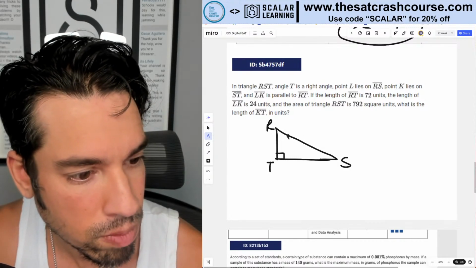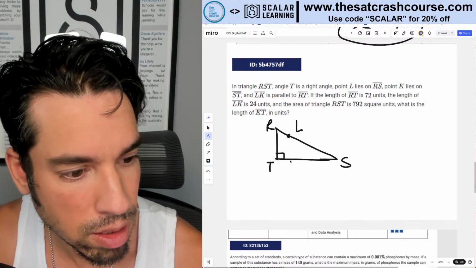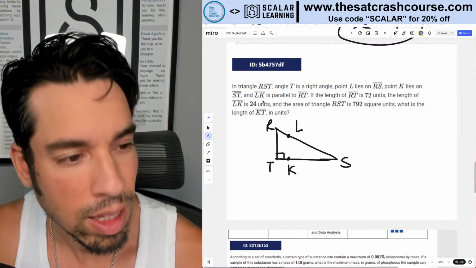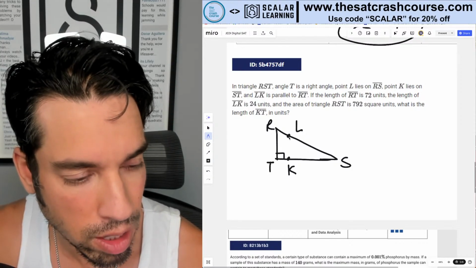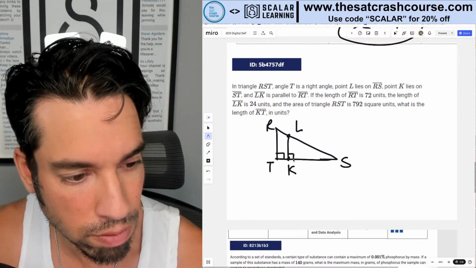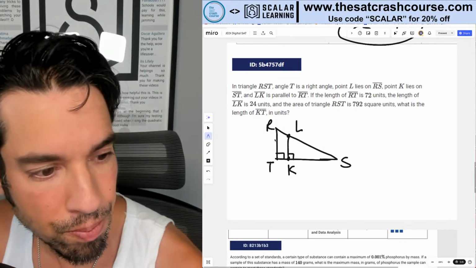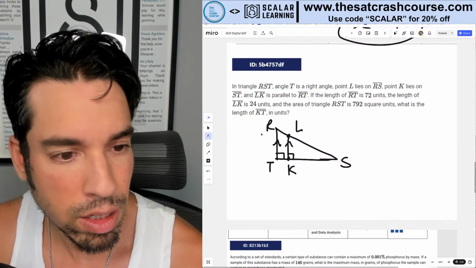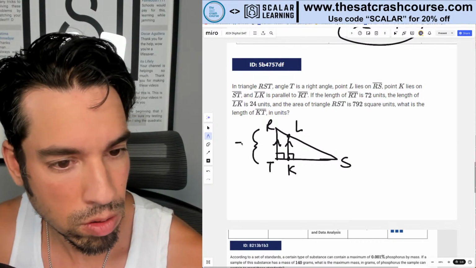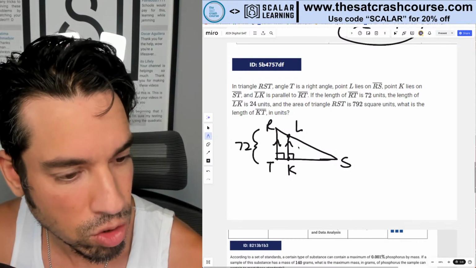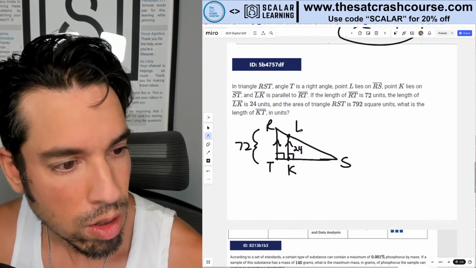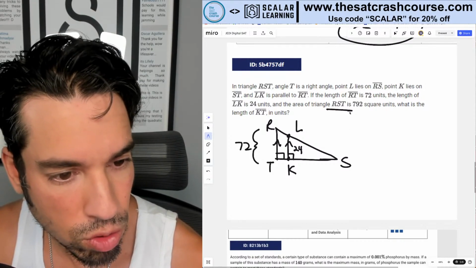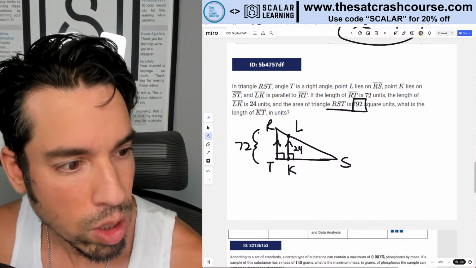Point K lies on ST. I'm not sure if I'm doing this right. Oh, yeah. And line LK is parallel to RT. So I kind of drew it, luckily, the way they wanted. And if it's parallel, those are both right angles, right? So we'll mark that as parallel. If the length of RT is 72 units, the length of LK is 24 units, and the area of triangle RST, the big dog, is 792, what is the length of KT?